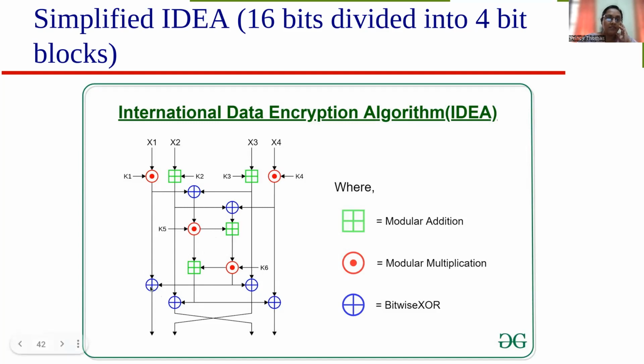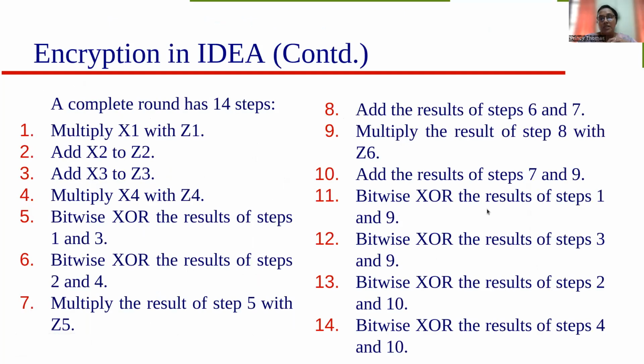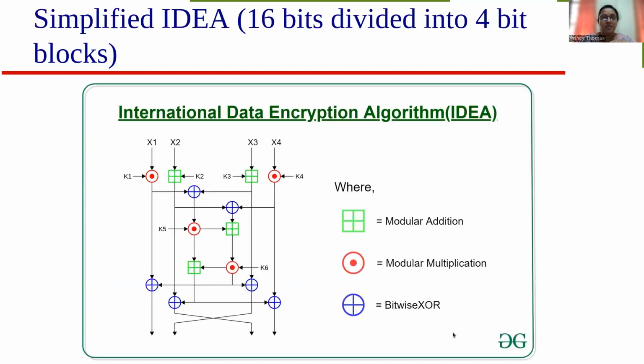So over here, the result of x1 k1 modular multiplication is bitwise XORed with the result of this step. So look what's happening here. Bitwise XOR the results of step 1 and step 9, bitwise XOR with the result of step 3 and 9. Similarly, 1 and 3 is being XORed with the result of 9, and 2 and 4 is being XORed with the results of 10. And that is the whole step.